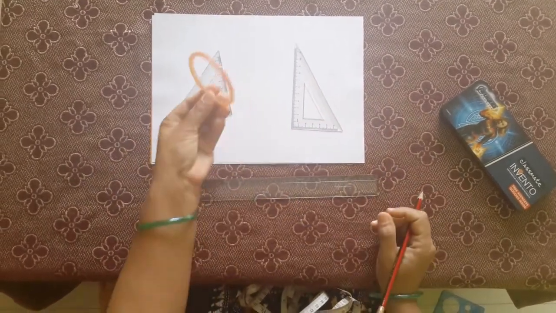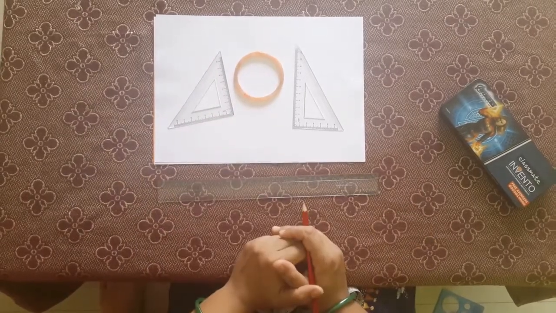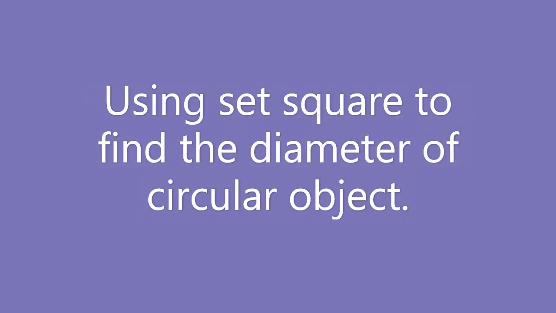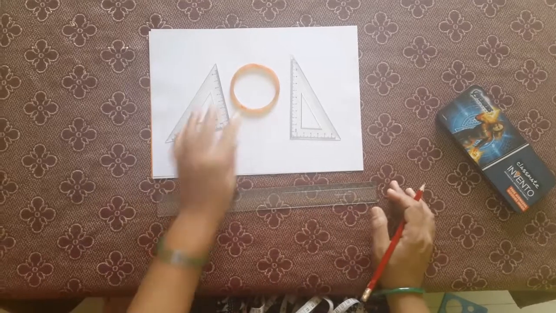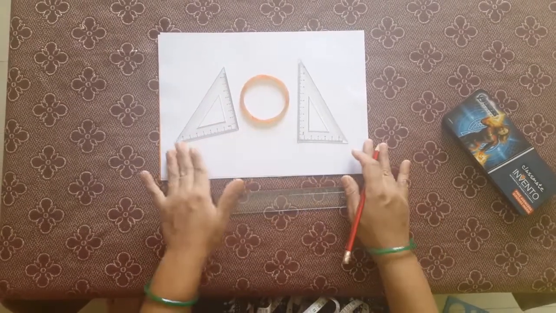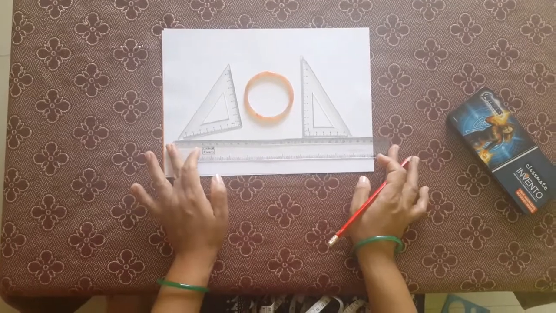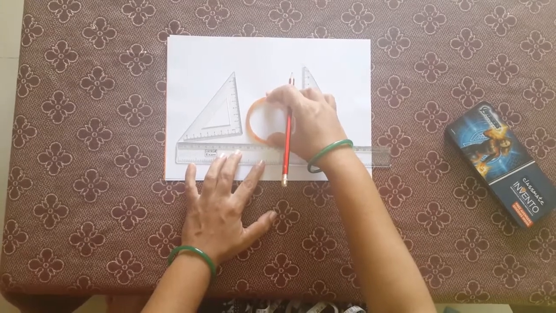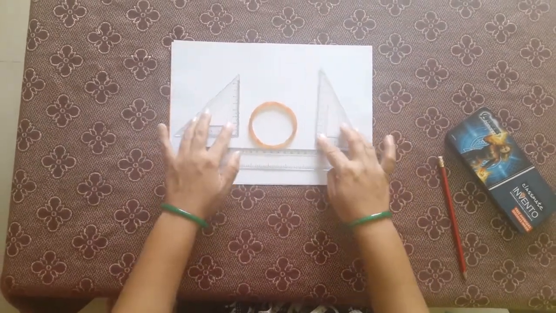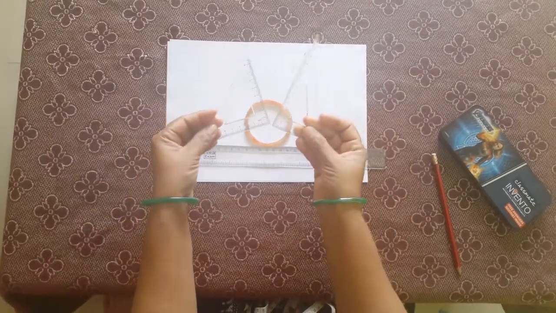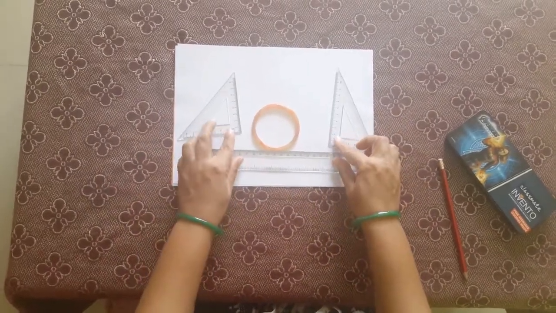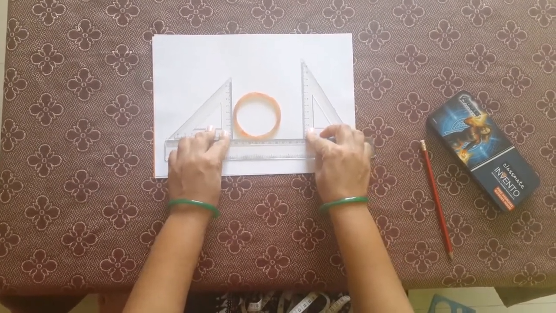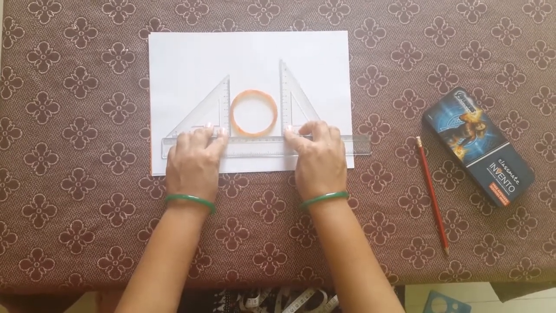So today the question before us is, can we find the diameter of a circular object, of a circle, using set square? So that is a big question. Let us check if we can find it out. So what I'm going to do is I'm going to fix my scale like this, and the circular object whose diameter I need to find I'm keeping like this, and then I will bring two set squares, both 90-degree angles. That means the set square should be perpendicular to the base line, that is the base scale which you have fixed. Bring them closer to each other.